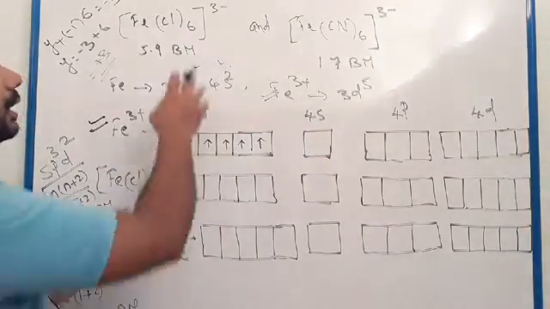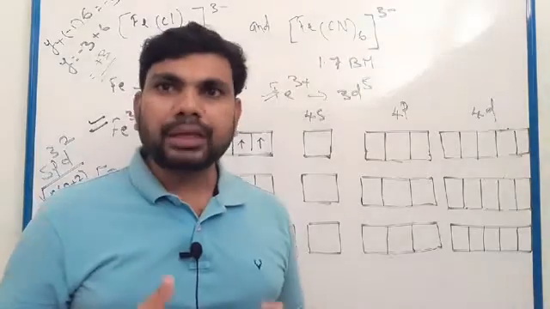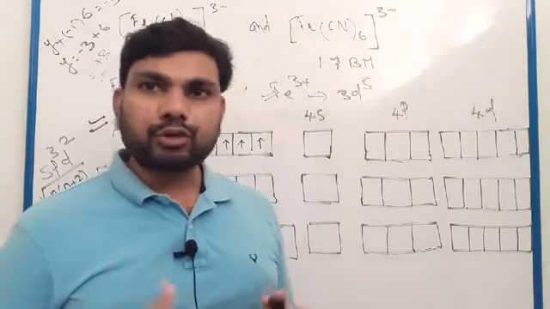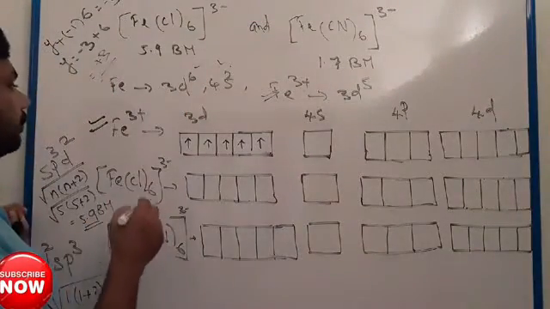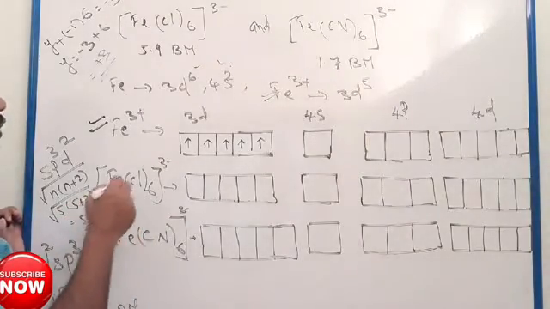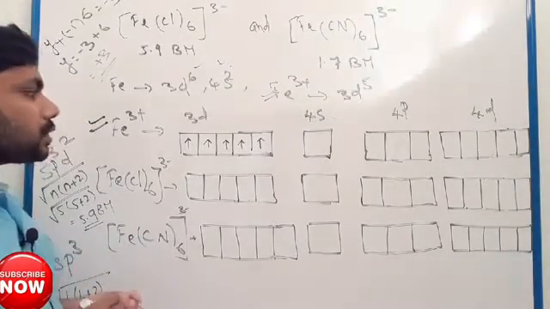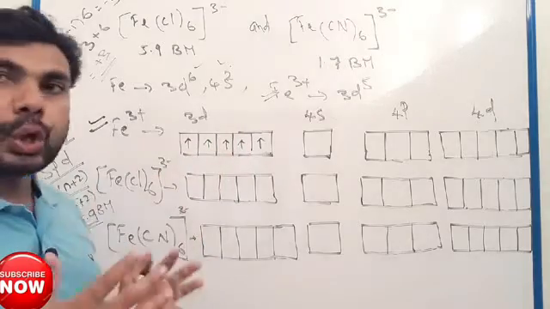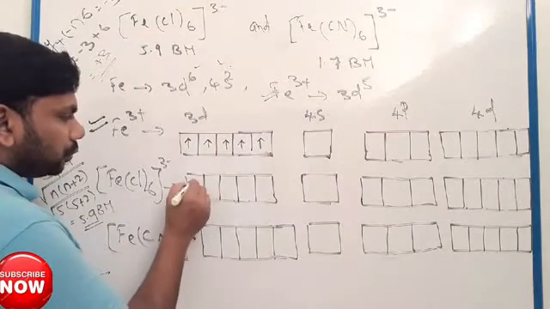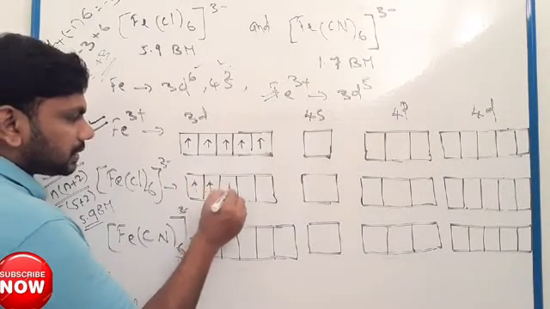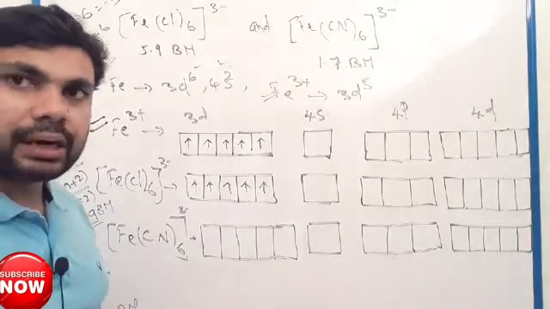Now see, there are two different types of ligand, Cl and CN. Use your spectrochemical series, which we already discussed. Halogens are weak field ligands. So chlorine is a weak field ligand. Weak field ligand means pairing does not occur in this case. So here the electrons remain unpaired because it is a weak field ligand. All halogens are weak field ligands.